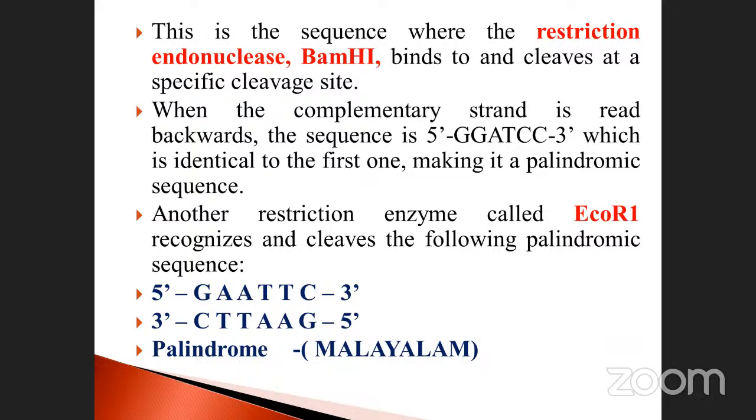Okay. So another restriction enzyme is called EcoRI. Note it down, my dear students. E. coli is mostly found in, where? In the E. coli. That's why this enzyme is called, what is that? EcoRI. EcoRI.